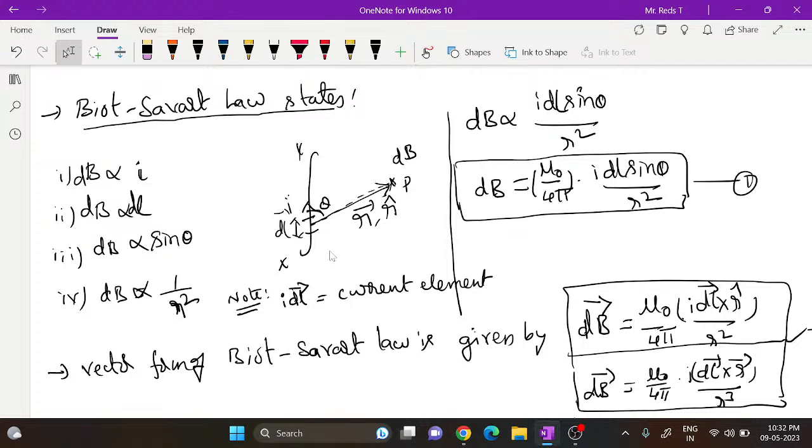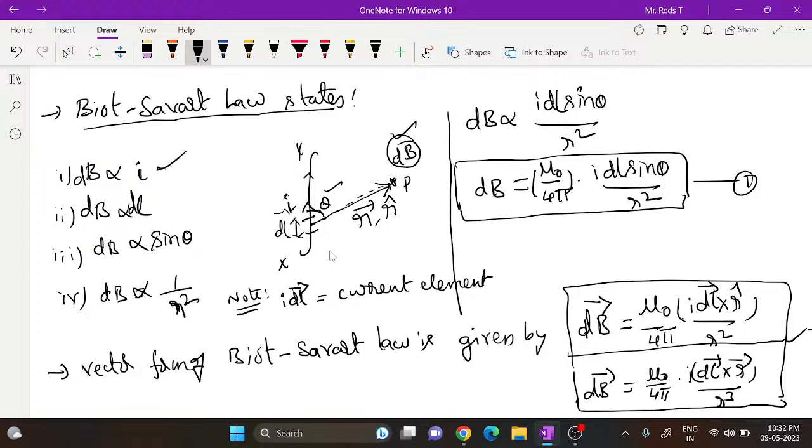When you draw a line from the element to the point, and the line makes an angle theta with the current direction, this angle theta. Then Biot-Savart law says that the small amount of magnetic field dB produced at a point P due to that element is observed to be directly proportional to the current passing through the element. Whatever current passes through the wire, the same current passes through the element also. So that is the first observation.